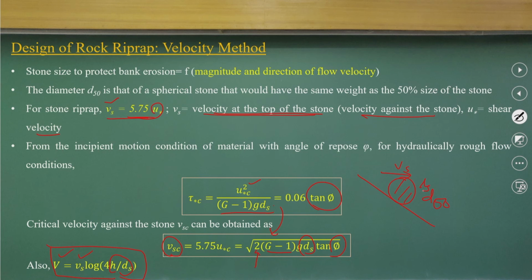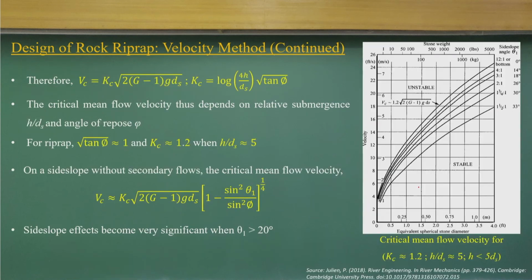So we can again substitute these two empirical relationships, and finally we can get the Vc, the critical velocity or design velocity we consider, as a function of Kc, where Kc is a function of h by Ds, which is the relative submergence, and the angle of repose, and you have the Ds value. That means if you look at this graph, a design chart is provided by the US Army Corps of Engineers.